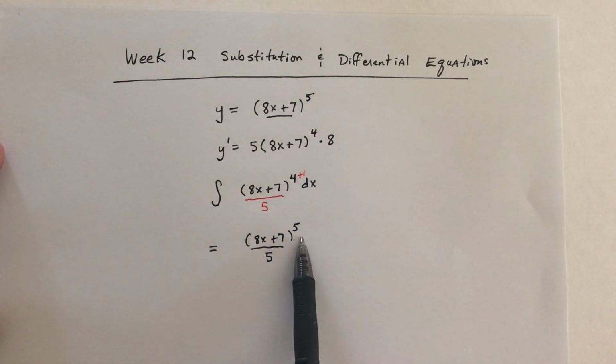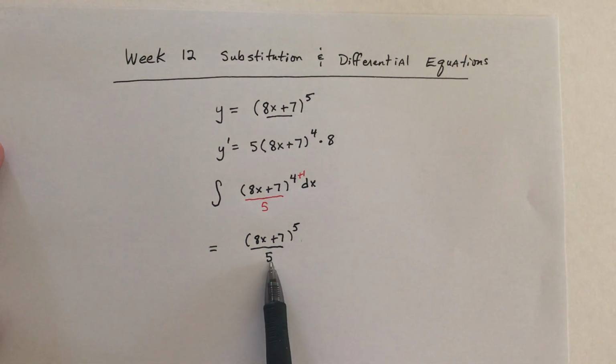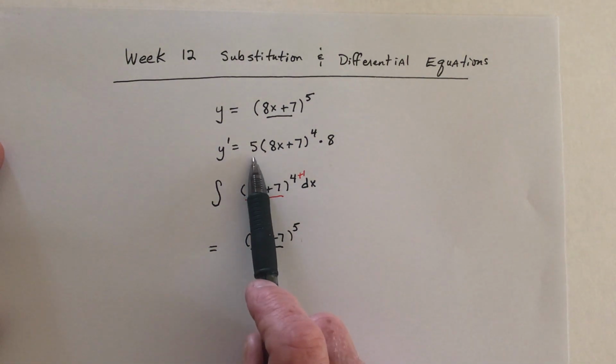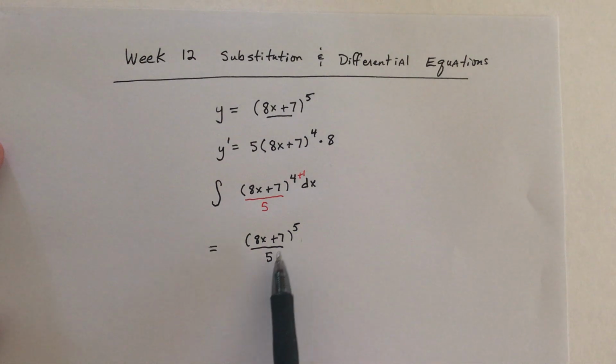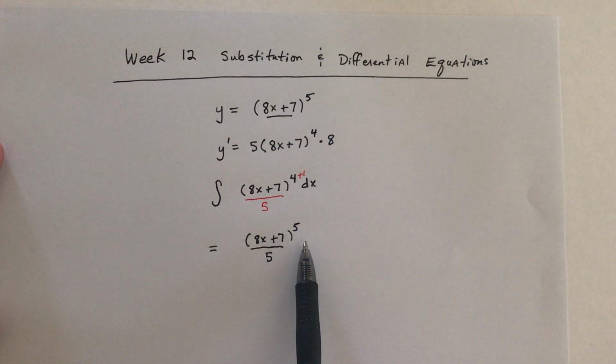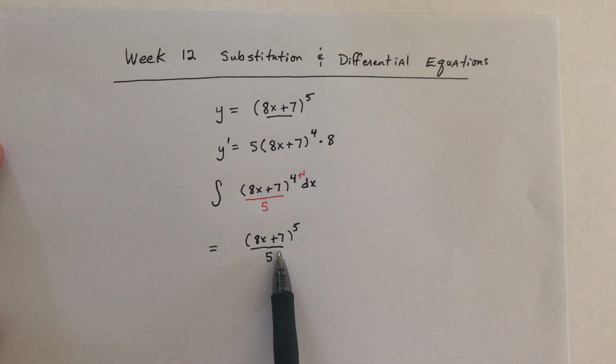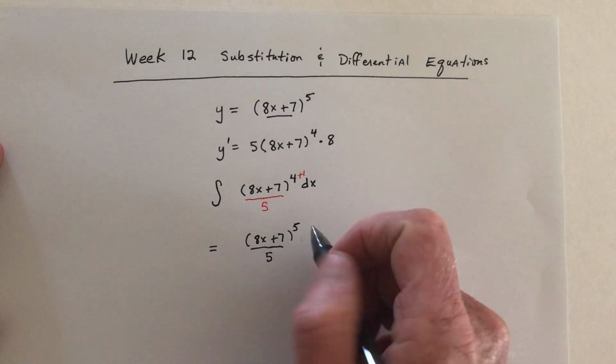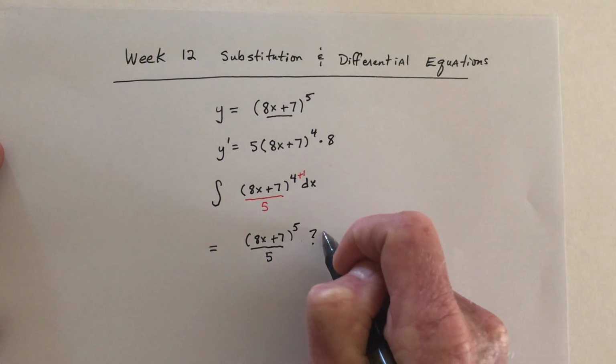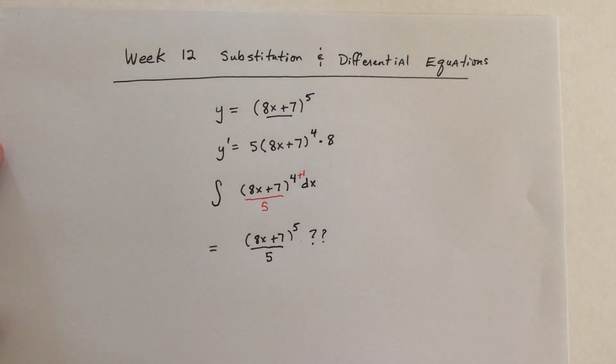So there is no 8. I do have the number 5. It's in the wrong spot because it was supposed to be in front, but we could deal with that later. But there's no 8 at all. So this answer right here is not correct. So there's something else we need to do. So basically, what's missing? Why is this not correct?